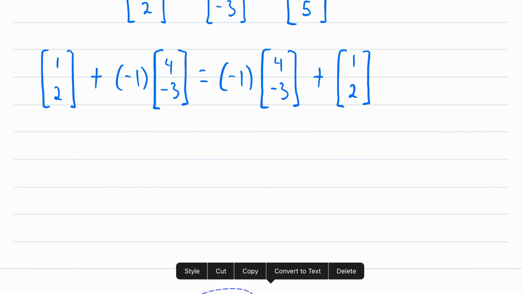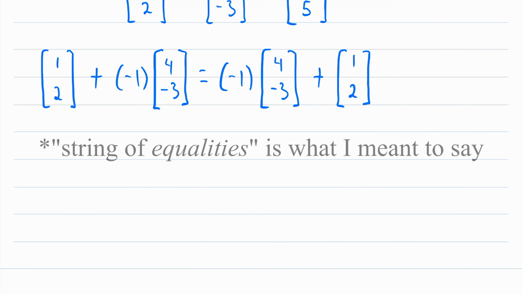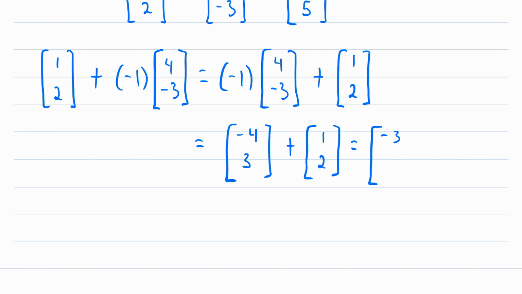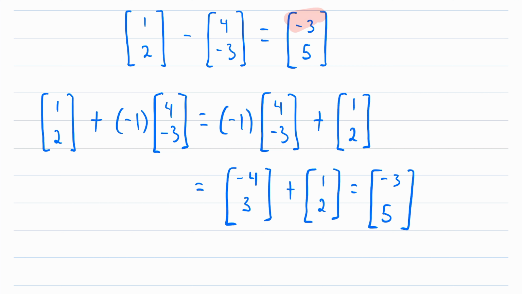And then let's continue a little bit with this string of equalities. This is equal to carrying out that scalar multiplication. Remember, we just have to multiply each entry in the matrix by the scalar. So 4 times -1, that's -4. -3 times -1, that's +3. And then we're just adding this matrix with 1 and 2. And then we just do the matrix addition, where we add the entries that are in the same locations. So -4 plus 1, that's -3, and then 3 plus 2 will give us +5. And you can see that we get the same answer as we did up here.